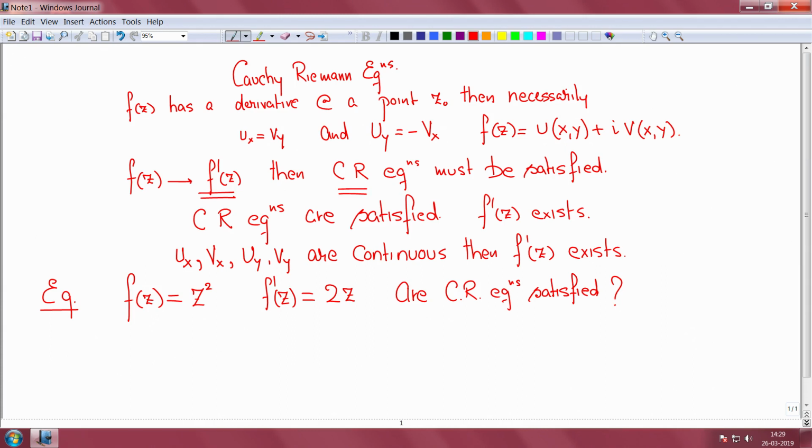Now, z is equal to x plus iy, and therefore z square is equal to x square minus y square plus i 2xy. Now let us check the CR conditions. So this function is u of x comma y and this function is v.